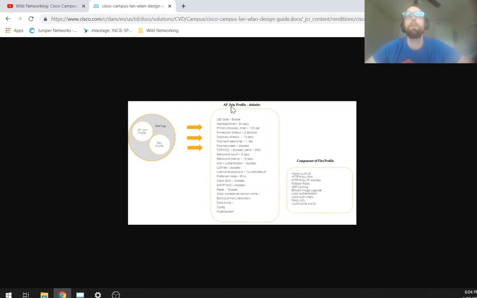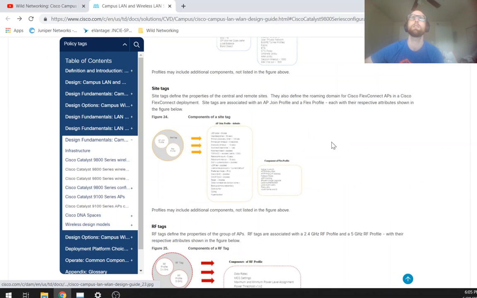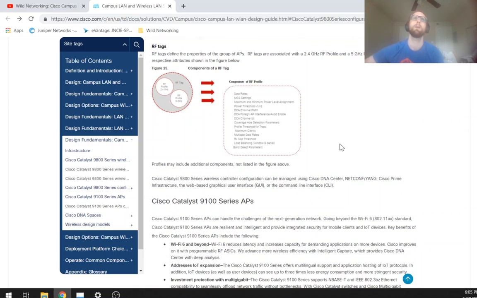Okay, so here's the AP join profile defaults. We've got defaults in terms of time, in terms of whether it's enabled or not, and then a flex profile. Looks like you modify these defaults with it, or actually, I'm not seeing overlap between these two. So I'm not sure why they're calling out these. I guess it's a data model, so I'm not sure why it's modeled that way. But let's just keep on going.